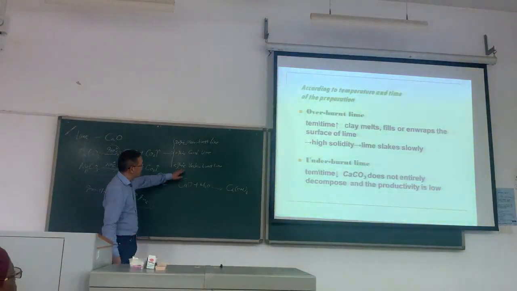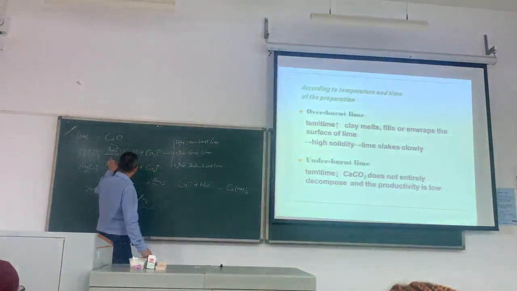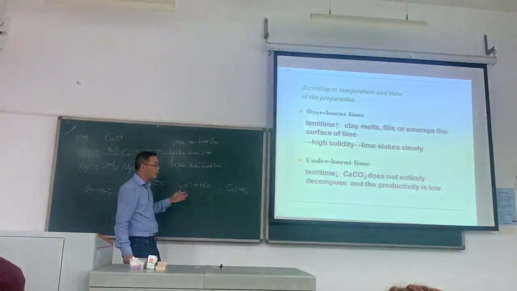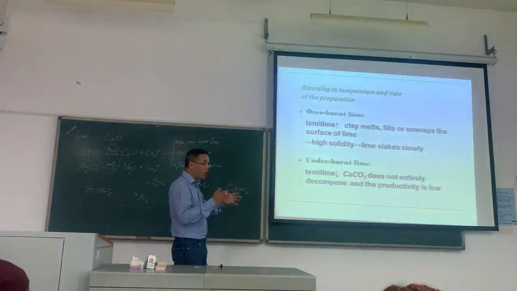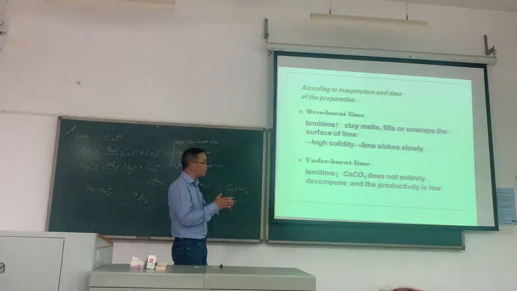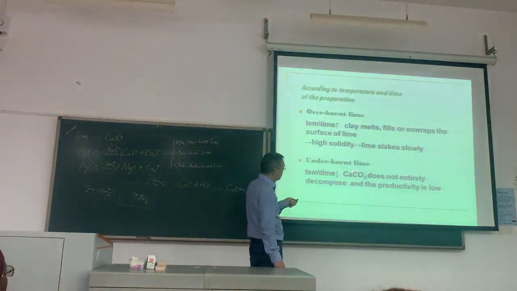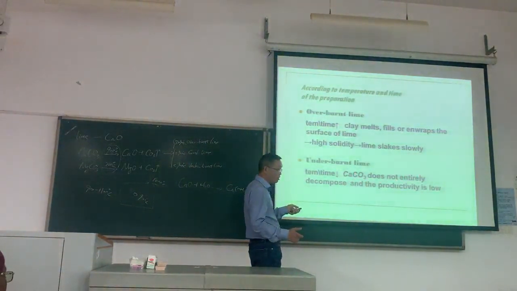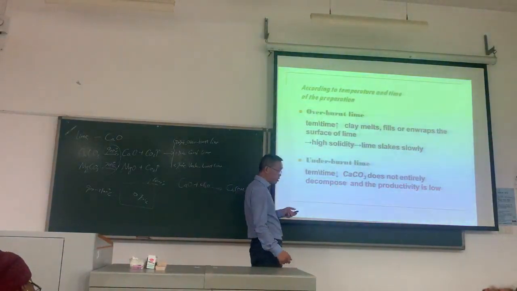And then for the underburnt lime, it means the temperature is below 900, or the burn time is shorter, and it does not entirely decompose. It does not entirely decompose, and the productivity is low.